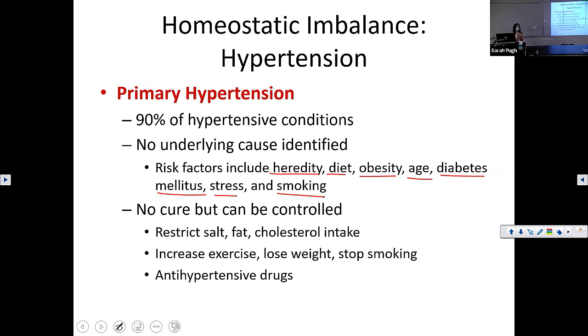One would be restrict the amount of salt that you're taking in. Why would you need to restrict your salt if you have high blood pressure? What happens when you eat food that has a lot of salt in it? You're saying water? Yes, ma'am.